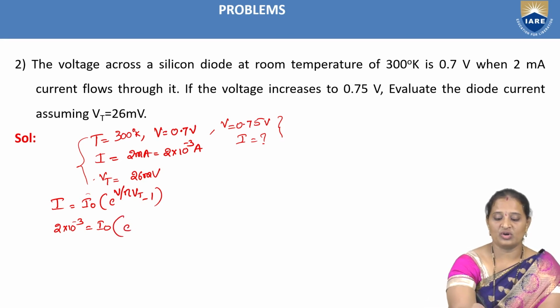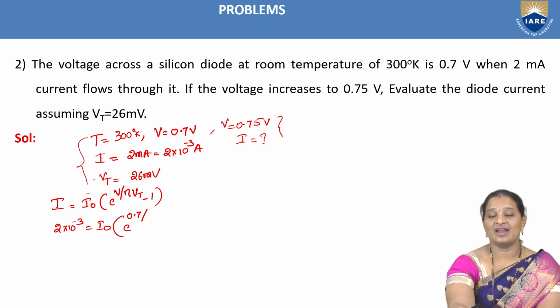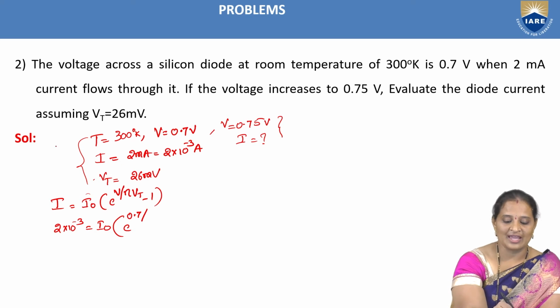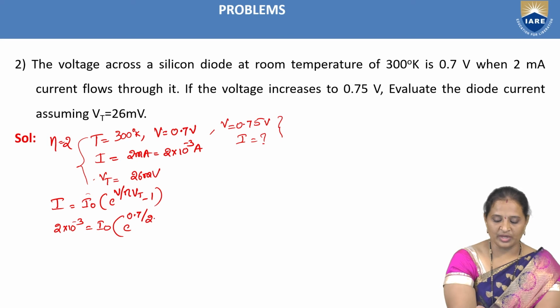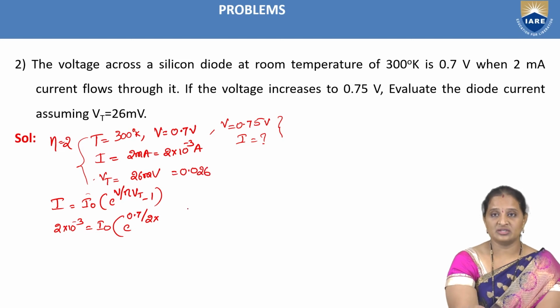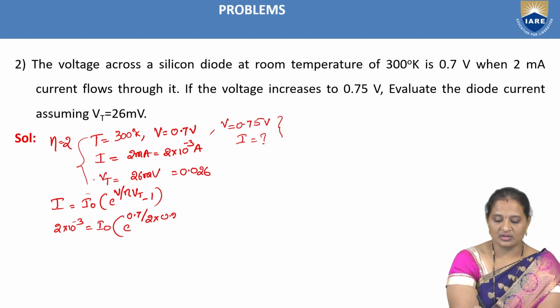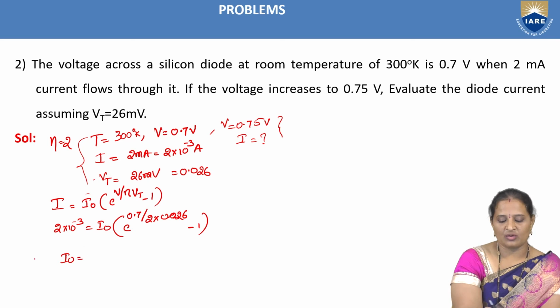So here when the voltage applied is 0.7, the current flowing is 2 milliamperes. So that is why 0.7 divided by eta. And he has mentioned that it is a silicon diode, and hence we have to consider eta value as 2. So 2 into Vt value he has given, that is 26 millivolts, or else we can also write it as 0.026, minus 1.